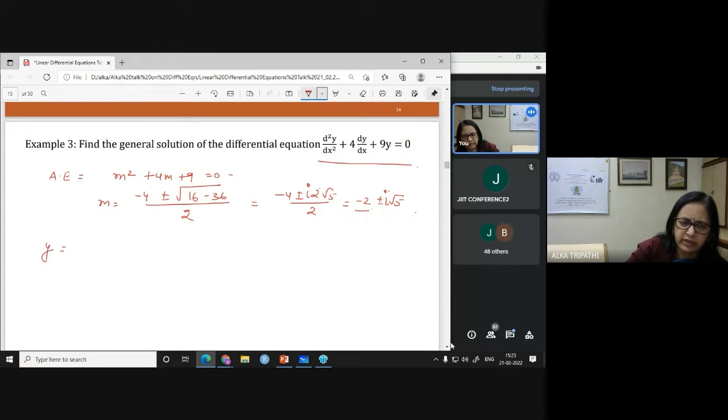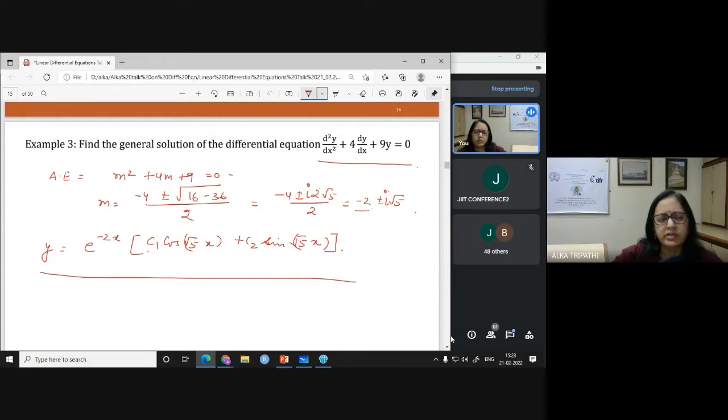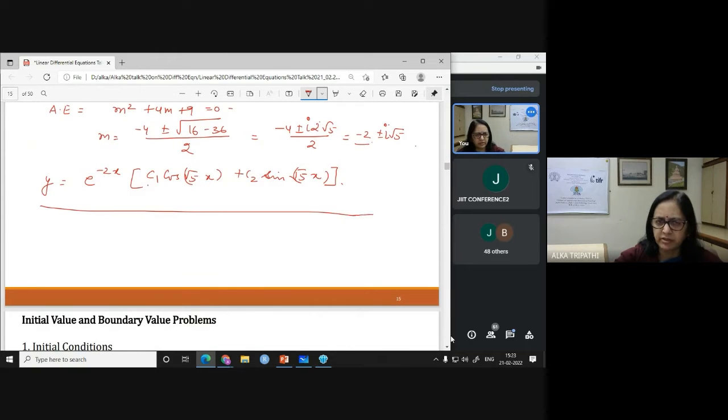My general solution, I can write it as e to the power minus 2x bracket c1 or a, whatever you want to write, cos root 5x plus c2 sine root 5x. So depending on b square minus 4ac, there are three different forms of the solution of homogeneous linear ordinary differential equation. Once we have the solution of the homogeneous equation, we call this solution the complementary function, or you can say the general solution for the homogeneous equation.